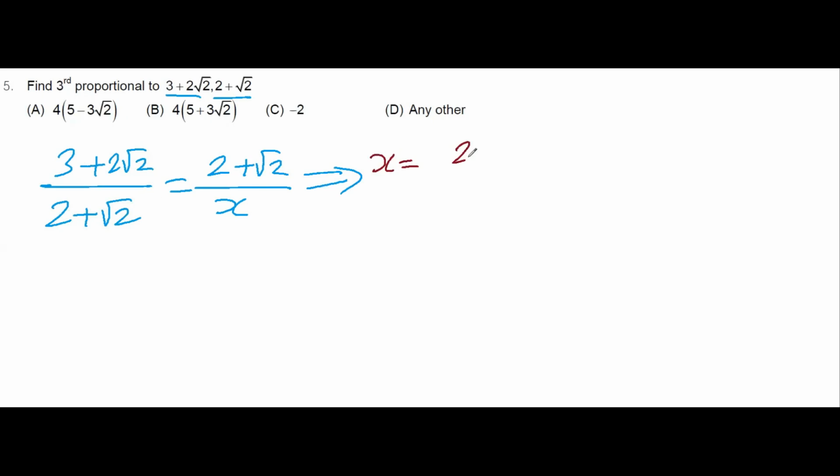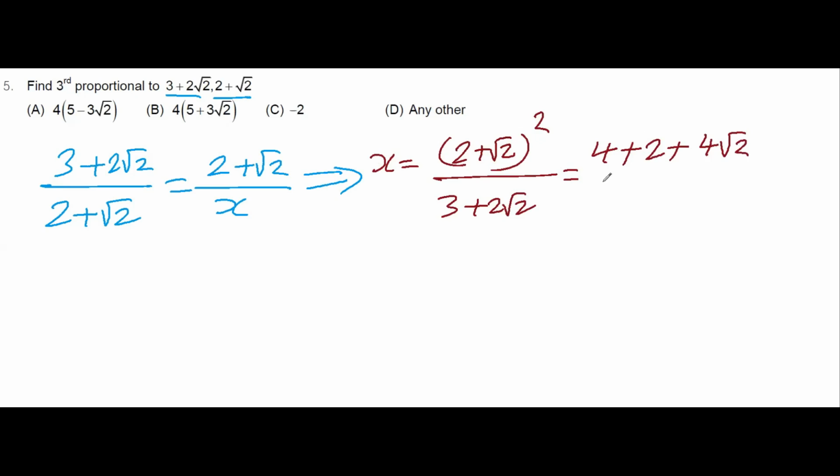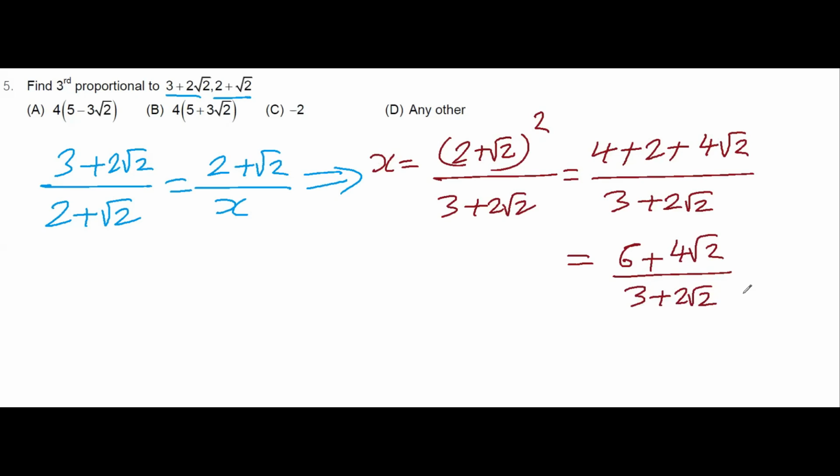X is equal to 2 plus root 2 the whole square divided by 3 plus 2 root 2. 2 square is 4. Root 2 the whole square is 2. Then 2 into 2 into 2 is 4 root 2, divided by 3 plus 2 root 2. So the answer which I am getting is 4 plus 2 is 6, so 6 plus 4 root 2 upon 3 plus 2 root 2. This is the answer I am getting, but it is not there in the options.